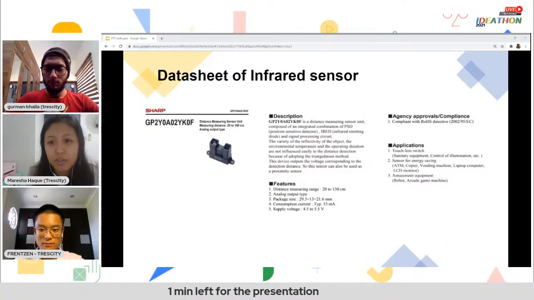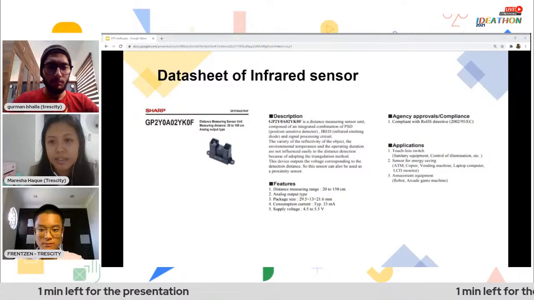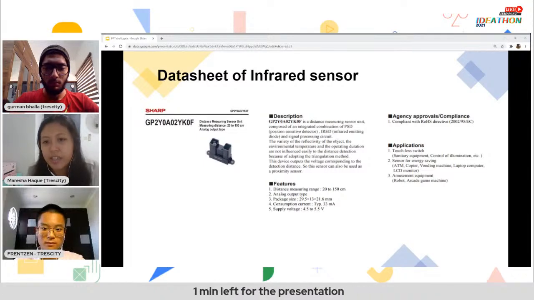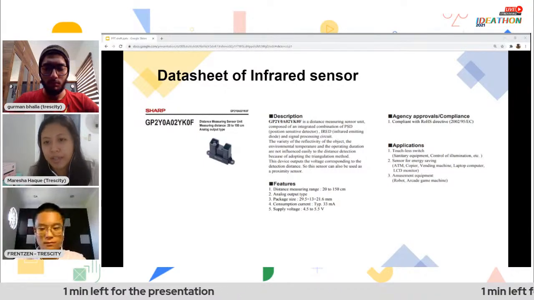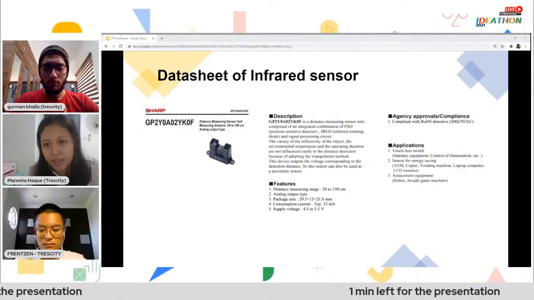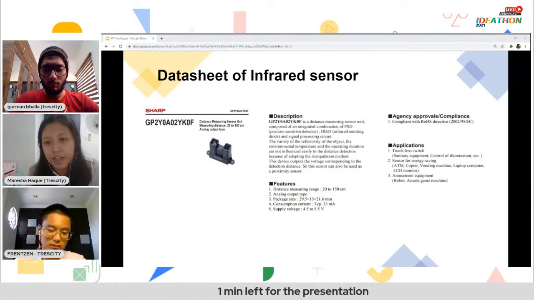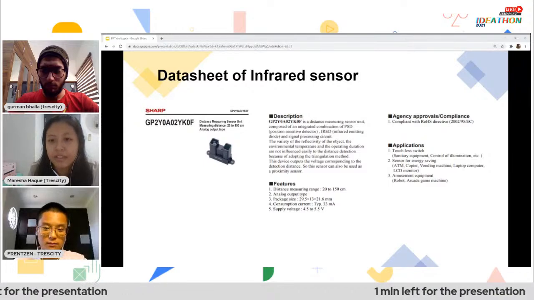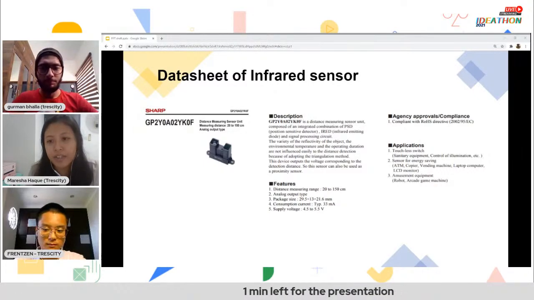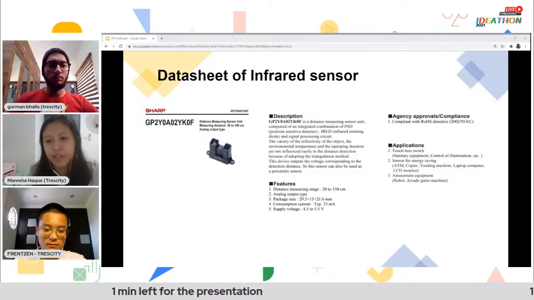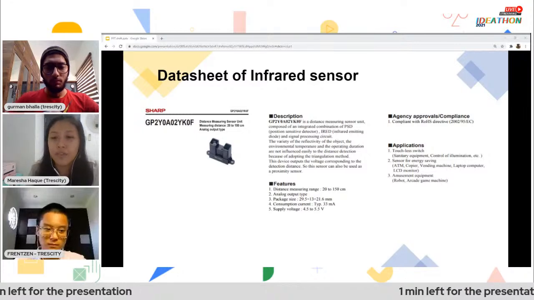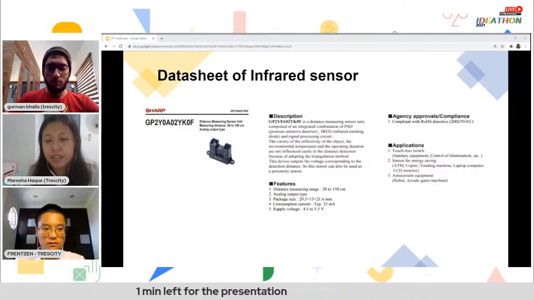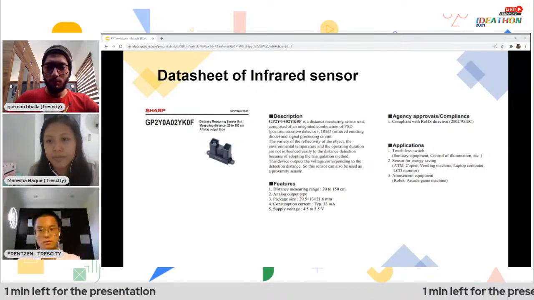So we have chosen this model for the infrared sensor. This is the data sheet for our sensor. Basically, it measures the distance and it is composed of the integrated combination of a PSD, which is the position sensitive detector, the IRED, which is the infrared emitting diode, and lastly, the signal processing circuit. The reason why we chose this sensor is also because the reflectivity, environmental temperature and operating duration of the object will not influence the distance detection. This is due to the adaptation of the triangulation method.